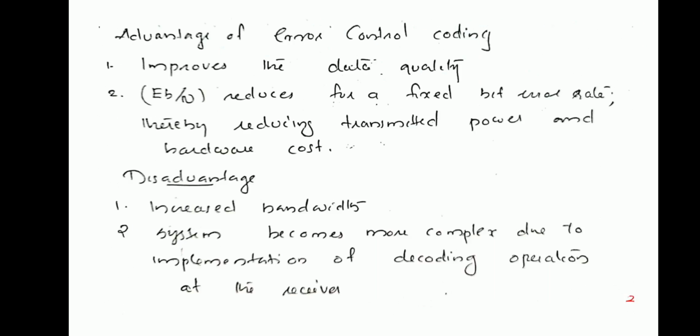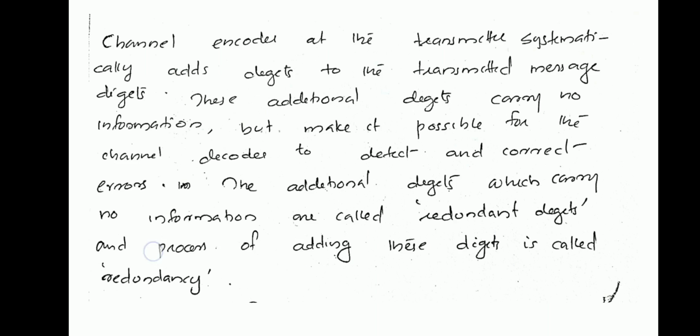Now we can see the advantage of error control coding: it improves the data quality and also reduces the noise for a fixed bit rate, thereby reducing transmitted power and hardware cost. The disadvantage is that it increases the bandwidth requirement, and the system becomes more complex due to the implementation of the decoding operation at the receiver. So these are the advantages and disadvantages of error control coding.